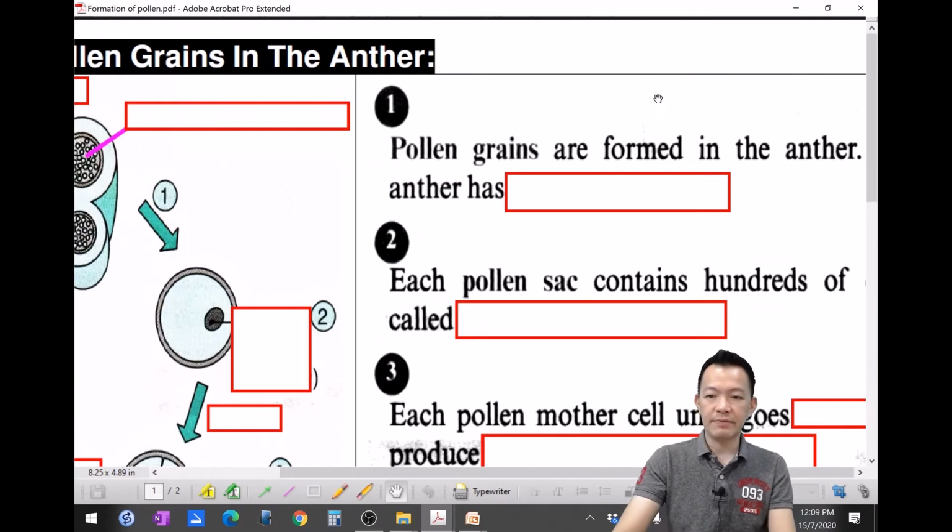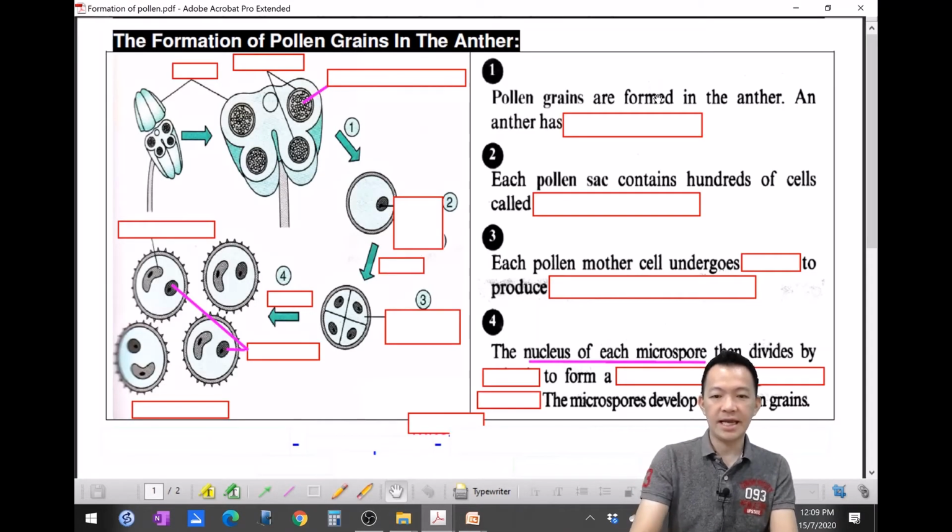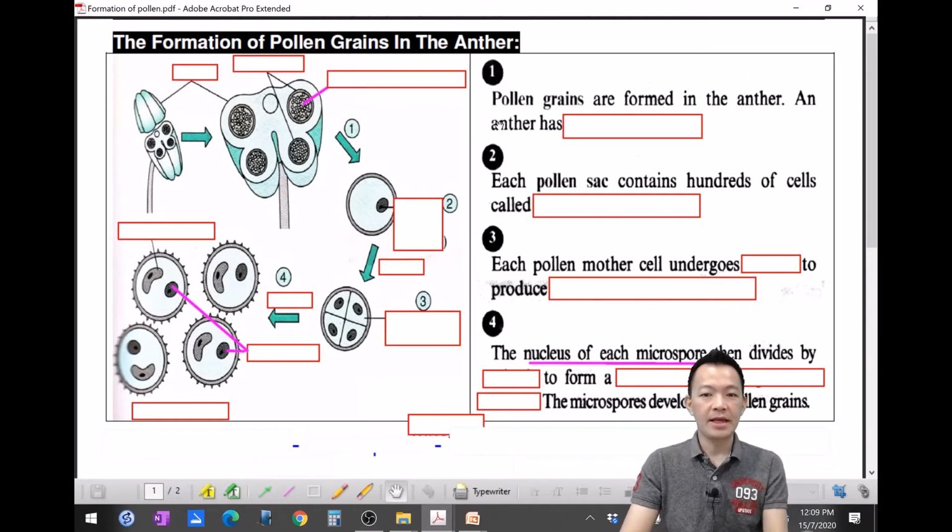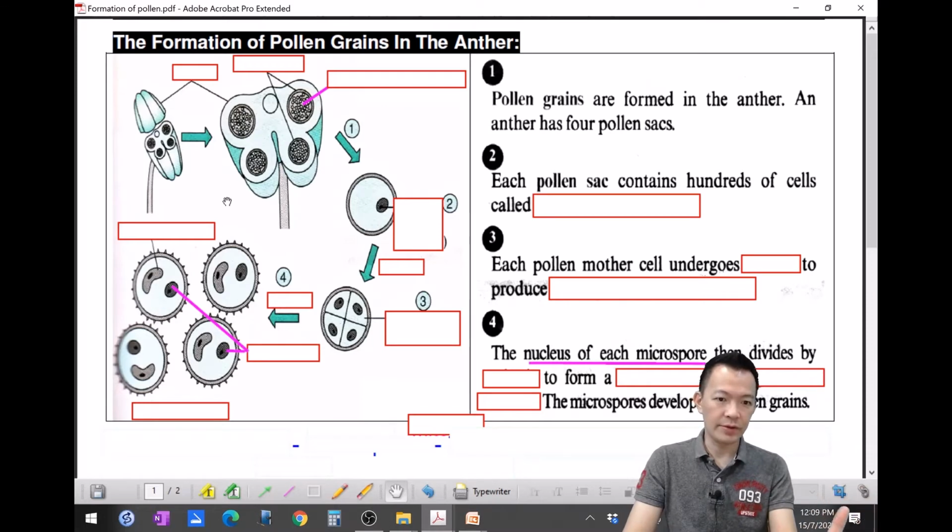Pollen grain 在哪里被制造的呢？Anther 在 anther 被制造。Okay, so an anther has what? An anther has 1, 2, 3, 4. Anther 它有4个这样的东西 1, 2, 3, 4. And this is what we call pollen sac. 就是收藏 pollen 的袋子啦。So pollen grains are formed in the anther. An anther has 4 pollen sacs. 它有4个的 pollen sacs.